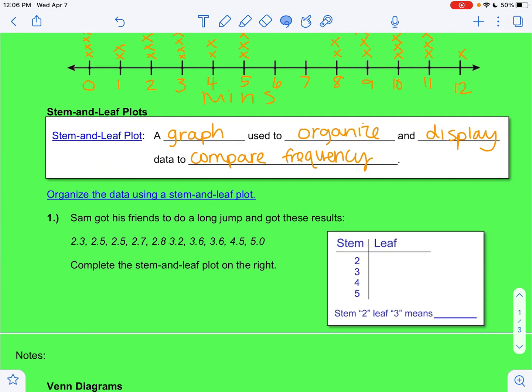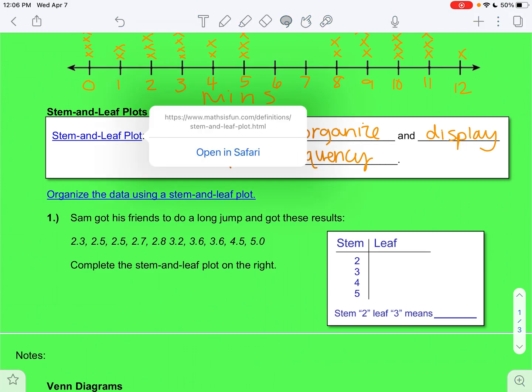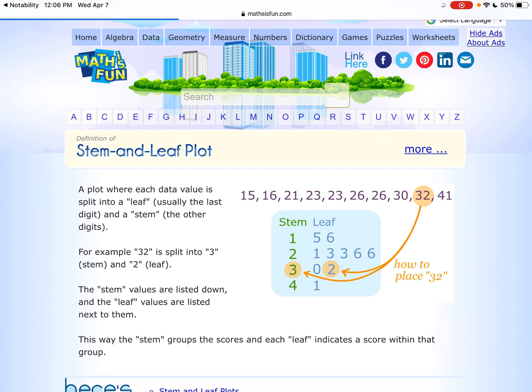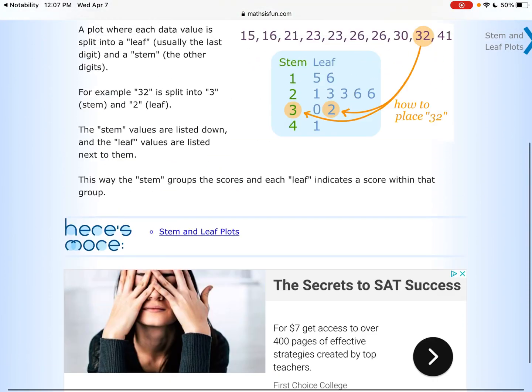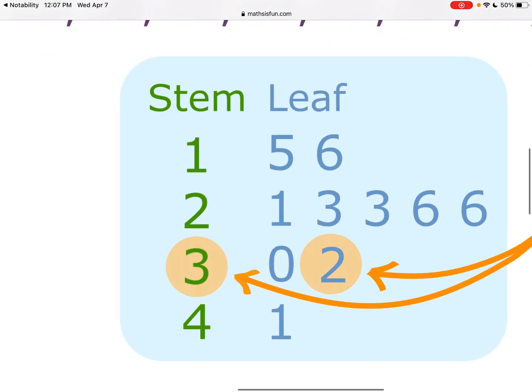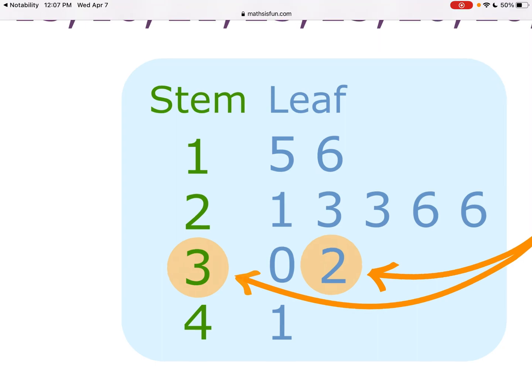Moving on then, next we have a stem and leaf plot. A stem and leaf plot is a graph used to organize and display data to compare frequency. So if we click on the stem and leaf plot link, it brings us to a definition and an example. This is what it looks like. And that is all it tells us. So it is a plot where each data value is split into a leaf, which is usually the last digit, and a stem, which is the other digit. So for example, 32. Our stem is standing for the tens place, and our leaf is standing for the ones place. So it is 32.